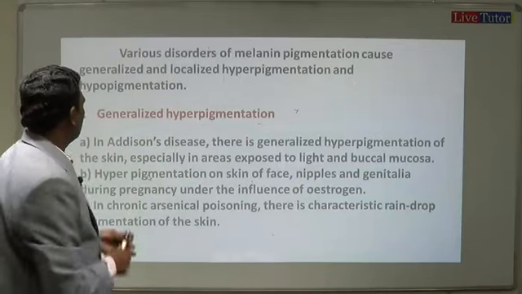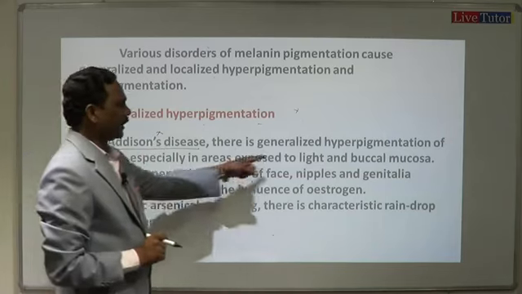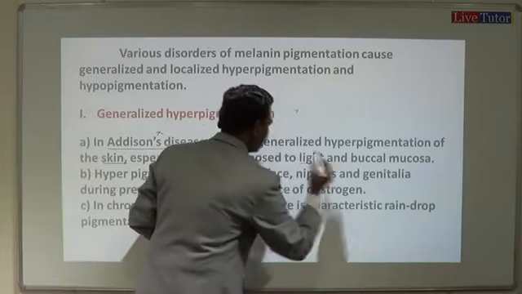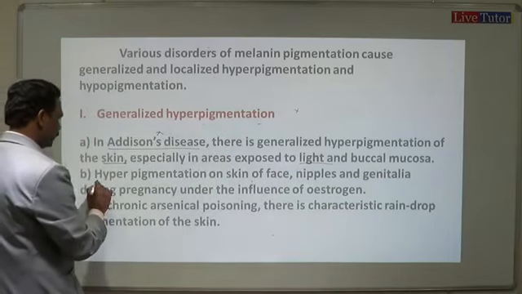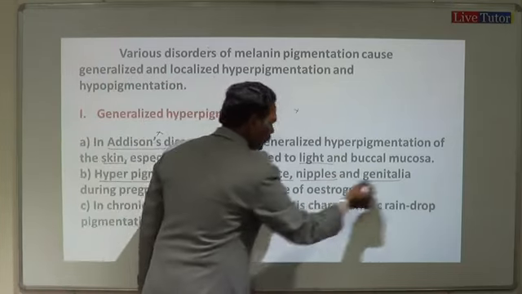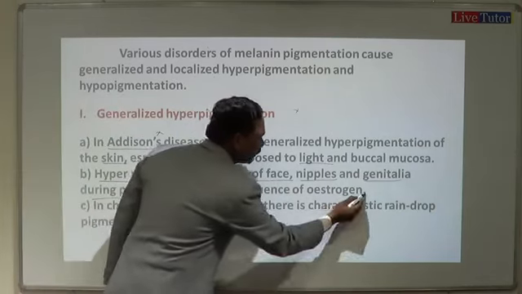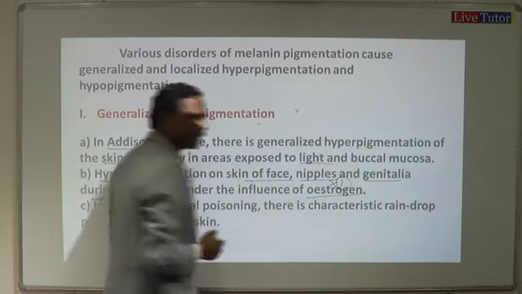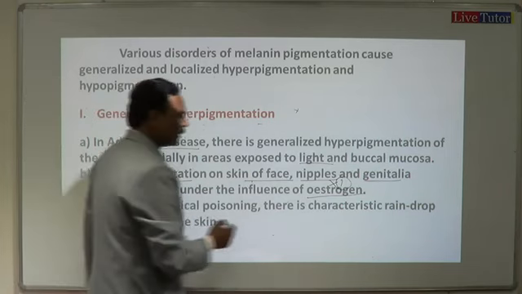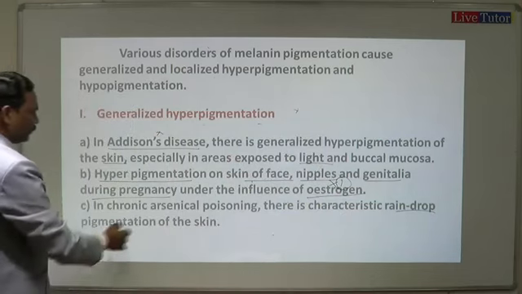So among the various disorders, we know generalized hyperpigmentation, one is Addison disease. In Addison disease there is generalized hyperpigmentation, especially in skin areas exposed to light, remember. Then hyperpigmentation on the skin of the face, nipples and genitalia in pregnant women, remember, during pregnancy, due to the influence of estrogen hormone. One more question: estrogen hormone. Then chronic arsenic poisoning causes raindrop-like hyperpigmentation in the skin, remember.